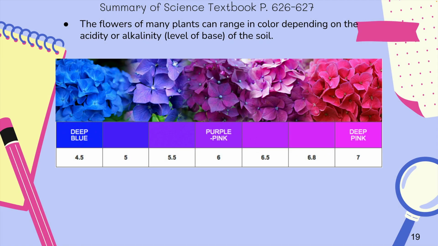The flowers of many plants can range in color depending on the acidity or the alkalinity, the level of the base, of the soil. For example, we've got deep blue all the way to deep pink. This is the same flower, but it might have a deep blue color if the soil is at a more acidic level. But as it gets closer to neutral, then the flower might have a more deep pink color. And again, here are the increments moving by half steps rather than the full number. So just be aware that acids can move by half increments, but also acids affect the way flowers and plants look.